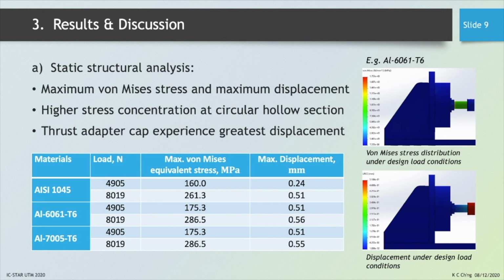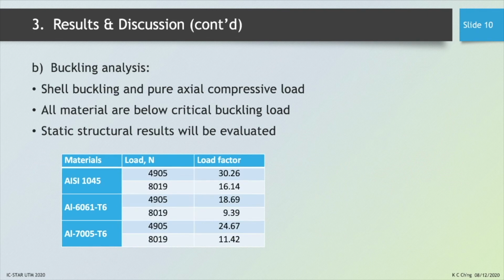Next is the buckling load analysis, where shell buckling and pure axial compressive load will be examined. From the results, it is seen that all of the materials are below critical buckling load, and therefore the static structural results will be evaluated.